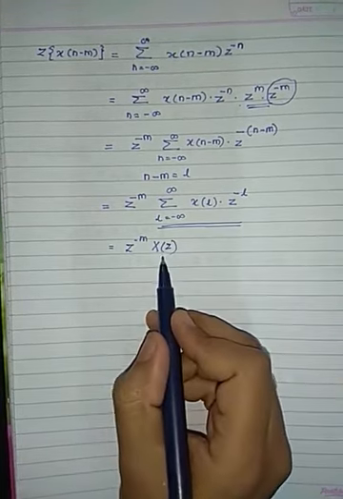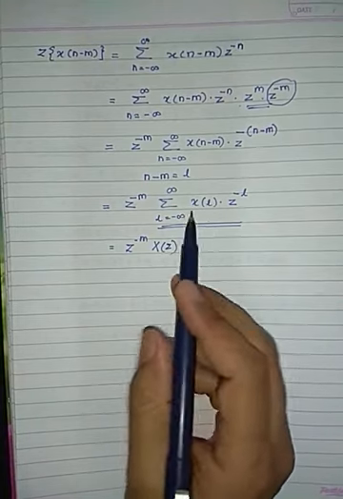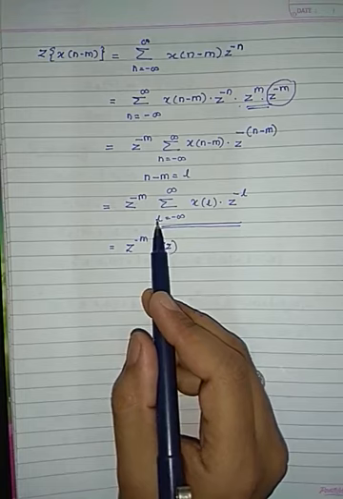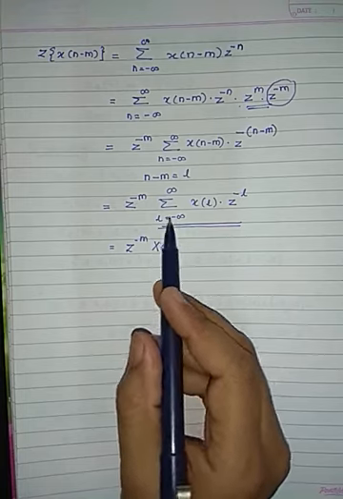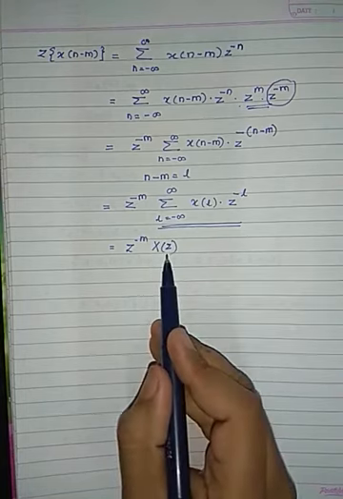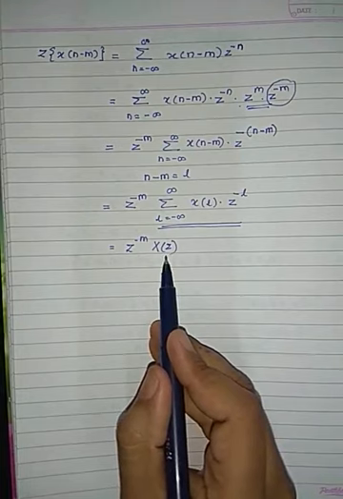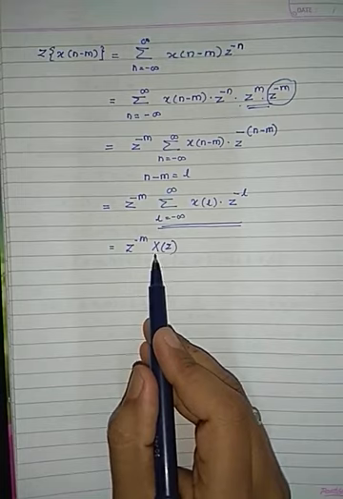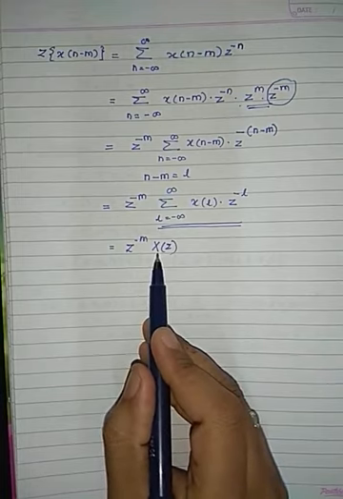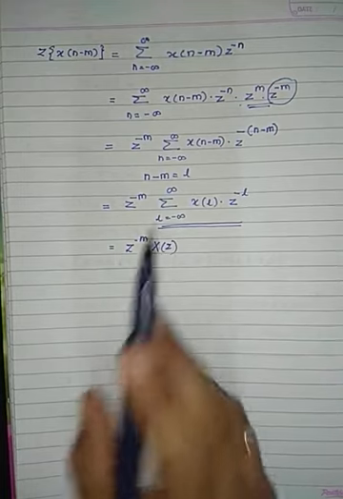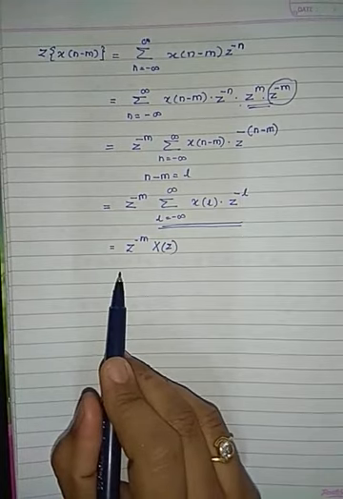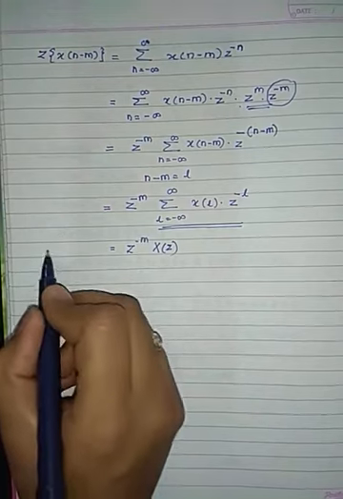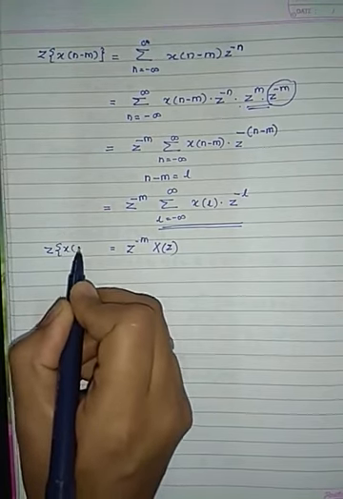According to the definition, x of z is equal to the summation, and whatever the variable may be, you can take it as n, m or anything, it will be the z transform of the sequence. So it is x of z. So z raised to minus m into x of z is nothing but the z transform of the shifted sequence. This is for the two-sided sequence, z of x of n minus m.